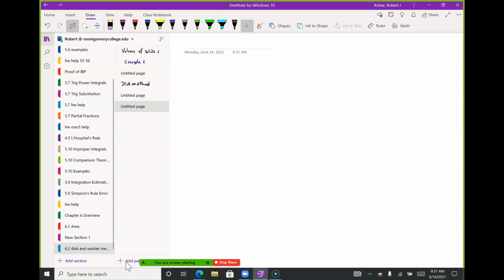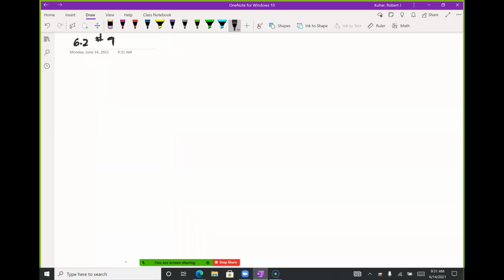This is number 9. So 6.2, number 9. I've got the line y equals x. I've got the curve y equals x squared. So I want the region bound between them, but I want to rotate it about y equals 1.